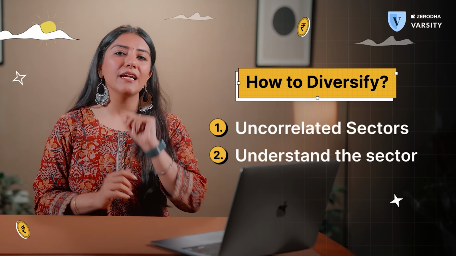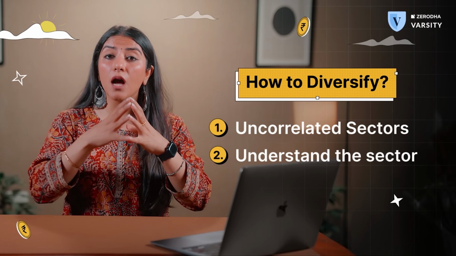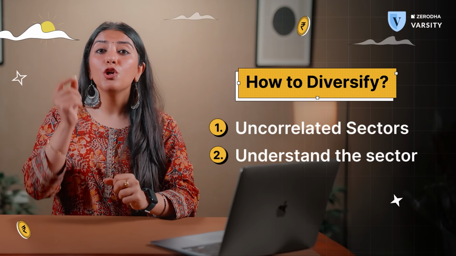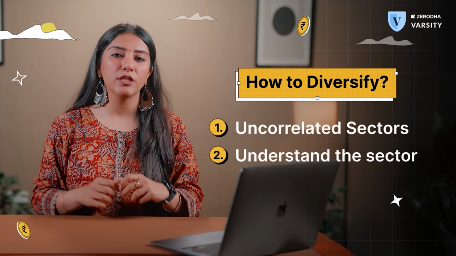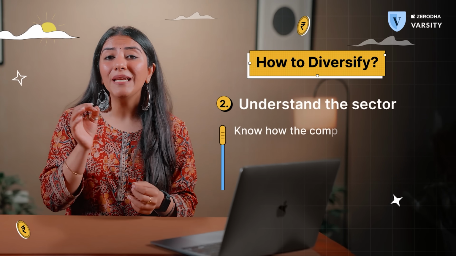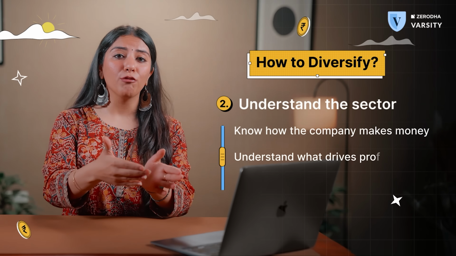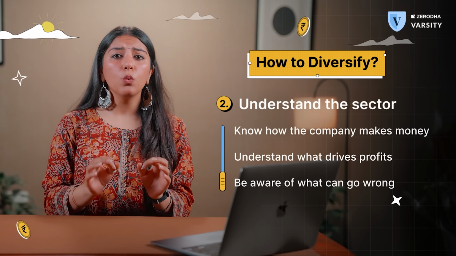Number 2 is understanding the sector. While it is important to invest across uncorrelated sectors, it is equally important to invest only in businesses that you actually understand. You need to know how a company makes money, what drives its profit, and what can go wrong. Because diversification only works if you are able to research, track, and manage the companies you own. If you invest in something you do not understand, such as complex chemical or commodity businesses, you might think you are diversified, but in reality, you will not know when to exit or increase your exposure. So your diversification should be built around sectors and companies that make sense to you.